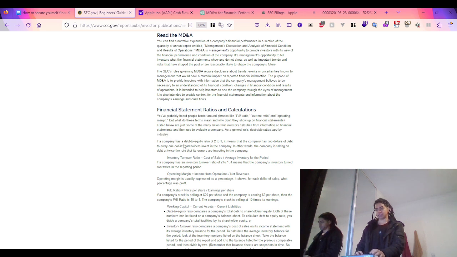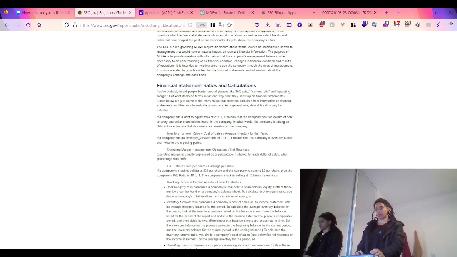If a company has a debt to equity ratio of 2 to 1, it means the company has $2 of debt to every $1 shareholders invested in the company. In other words, the company is taking on debt at twice the rate that its owners are investing in the company. Exactly.